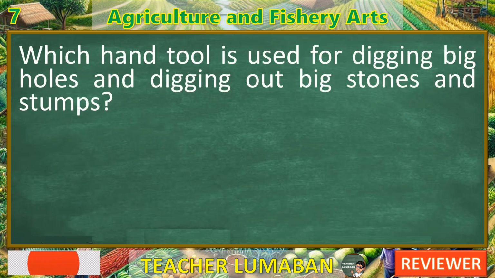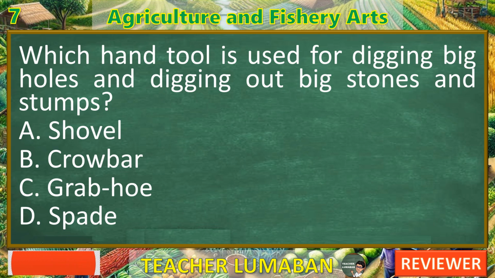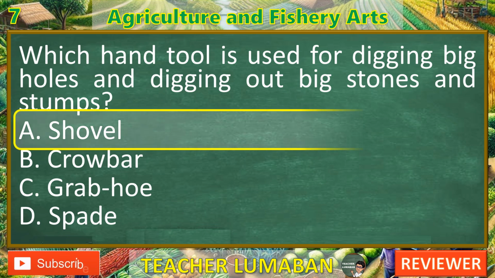Which hand tool is used for digging big holes and digging out big stones and stumps? A. Shovel. B. Crowbar. C. Grab hoe. D. Spade. In the next 5 seconds, select the best response from the available options. 5, 4, 3, 2, 1. The correct answer is a shovel.